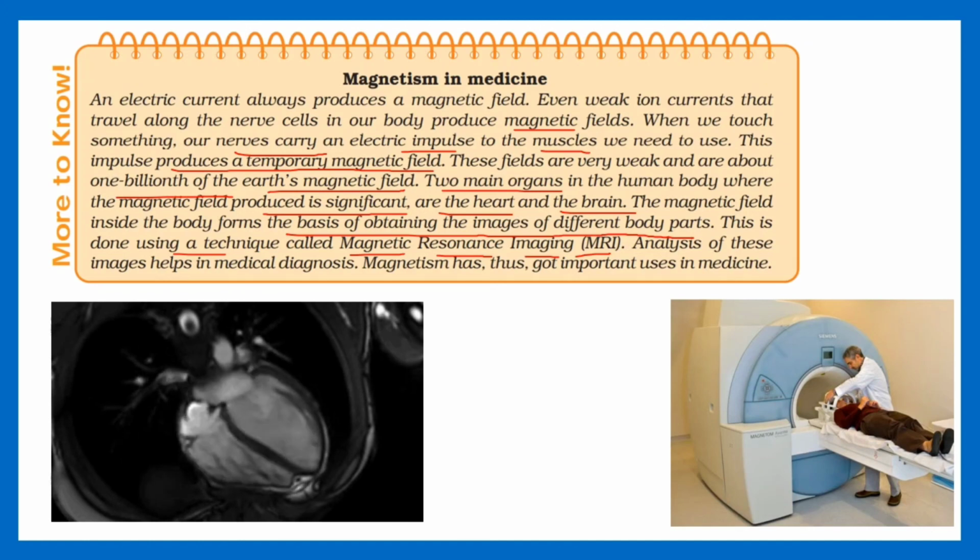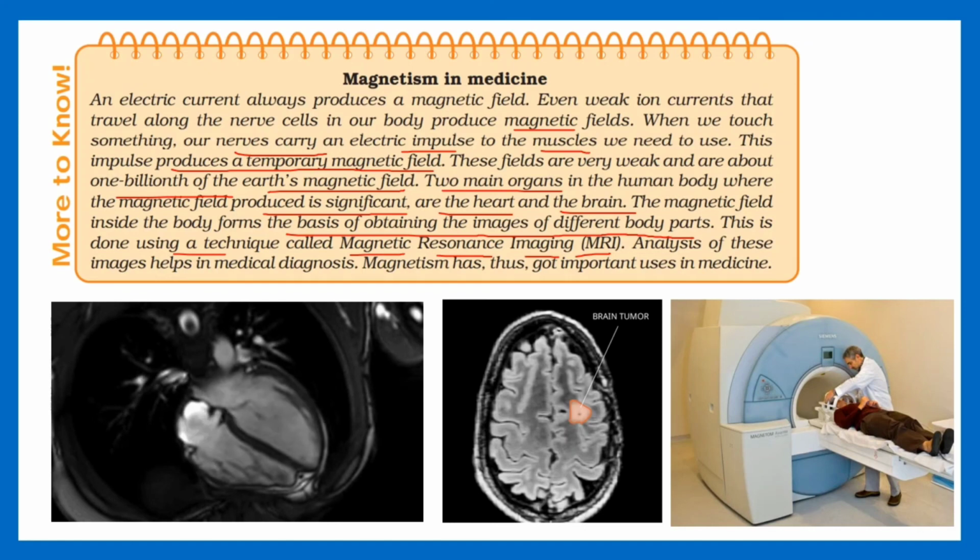Magnetism has very important uses in medicine. MRI is the best example of the use of magnetism in medicine. Here is a brain tumor that can be traced inside the brain by MRI.